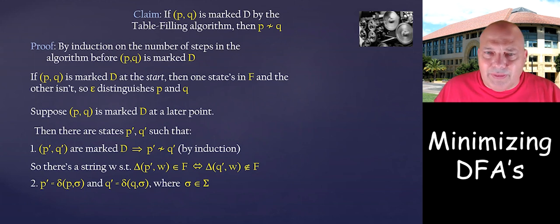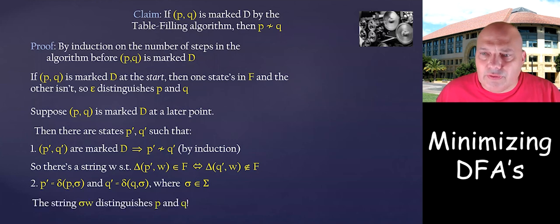So P prime and Q prime are distinguishable, therefore by definition there is W that distinguishes them. So W is such that, without loss of generality, when you start with P prime and read W, you're accepting, and when you start with Q prime and read W, you are rejecting. Therefore, the string sigma W is going to distinguish between P and Q.